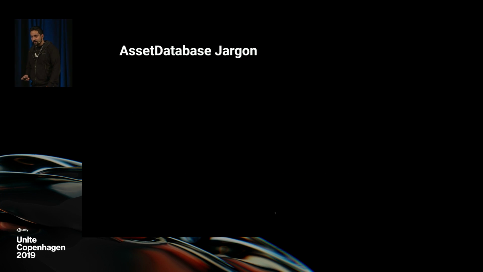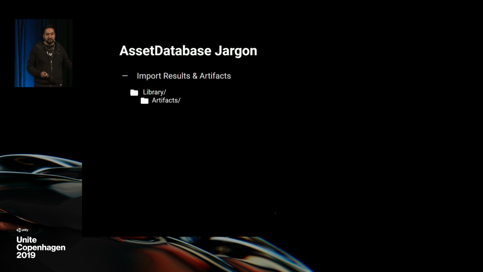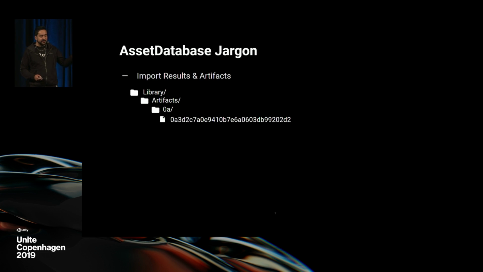I would like to talk about some of the terms that I'll be using throughout this presentation as well. First one being import results and artifacts. For those of you that have looked inside the Library folder in your Unity projects, you may have seen this Artifacts folder, and then maybe 255 folders with just two-letter names, right? Basically, what those two-letter names are is the first two letters of a file. This is the file that we import. This is the import result.